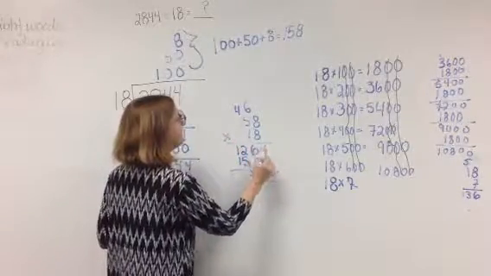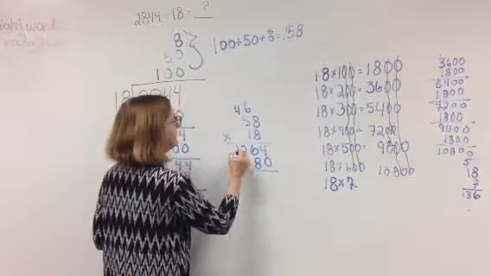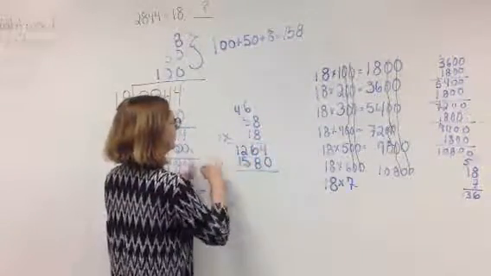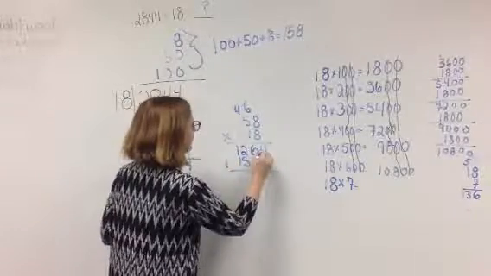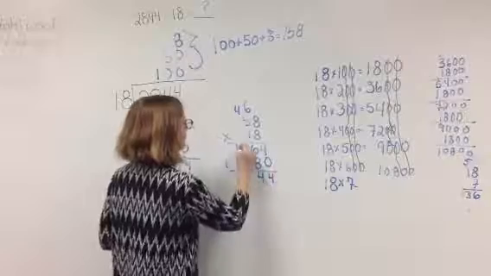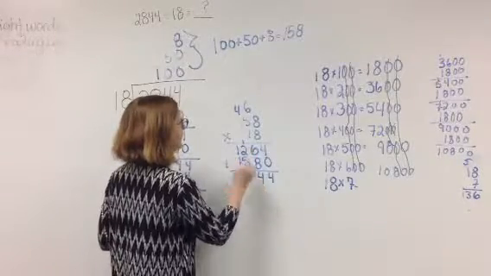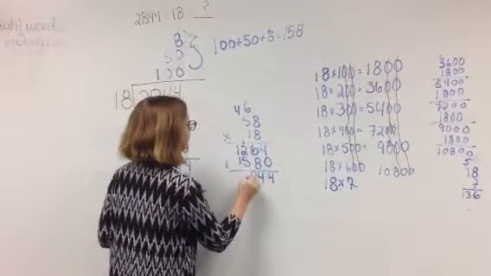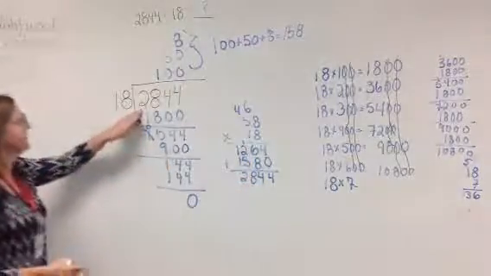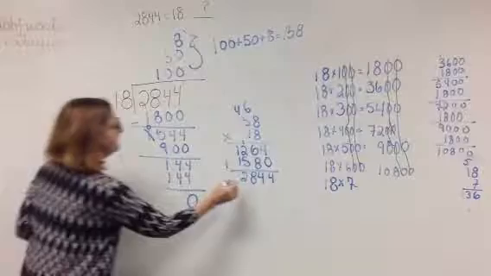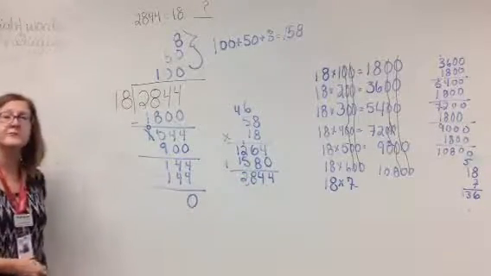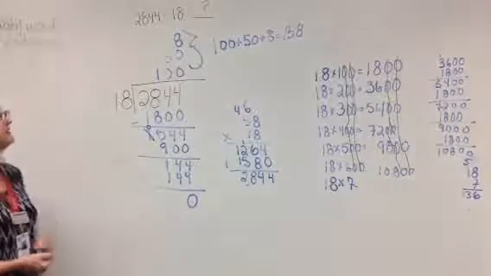Notice I'm being very careful to line my numbers up so that when I add, I'm adding straight down and I'm not getting confused. 4, 14, put my 1 up here, my 4 here, 8, and 2. 28, 44. Put my comma there. So we've solved a division problem.